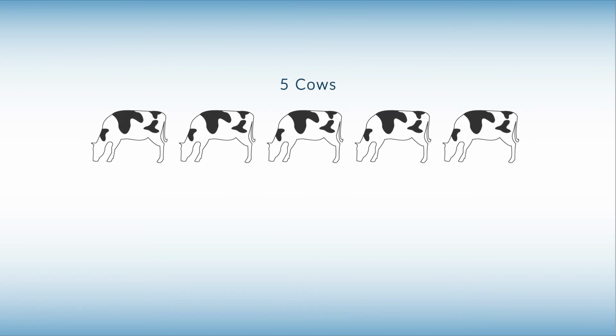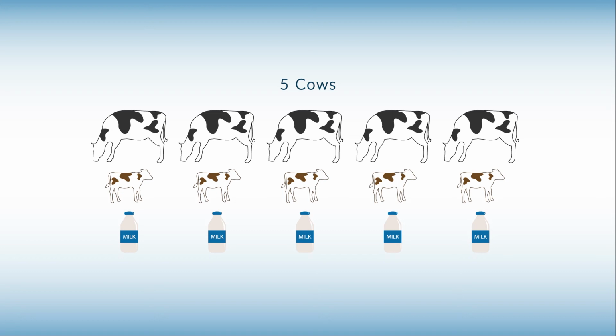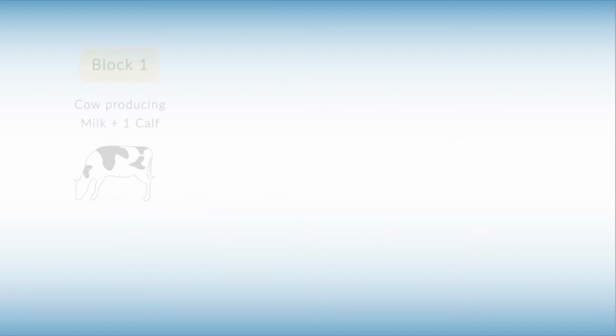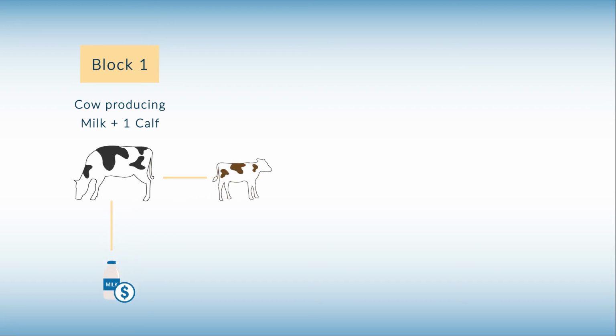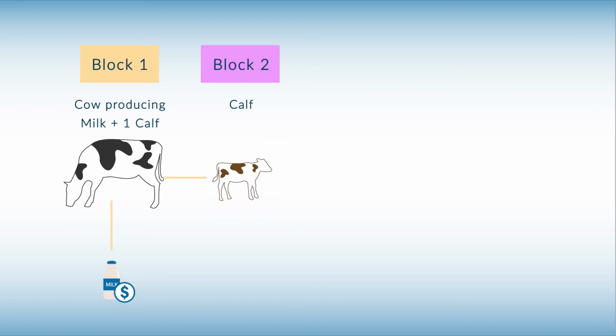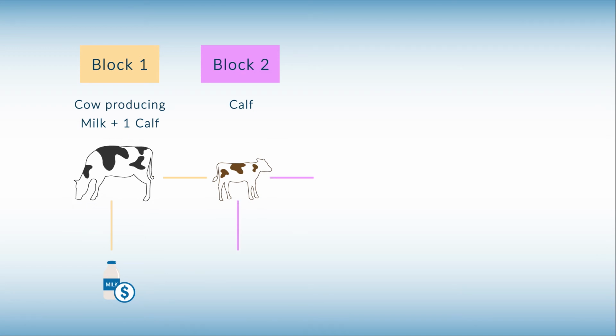Initially, there are 5 cows. All are fully reproductive and each produces milk and 1 calf per year. We can then define the first block as adult cows which produce milk and a calf each year. The second block comprises the calves produced by the cows in the first block. These calves will leave the block after their first year, either sold off the farm or transferred to the next block. They therefore generate both costs and income.